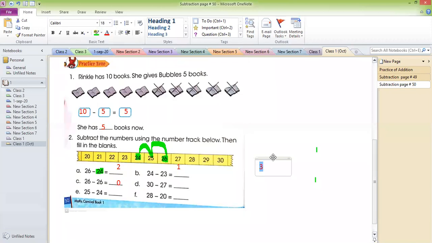The answer is 3. Again, how do you know? You start from 30 and go back until you reach 27. 1, 2, and 3. On the third step, you find 27. So you say the answer is 3. Okay.